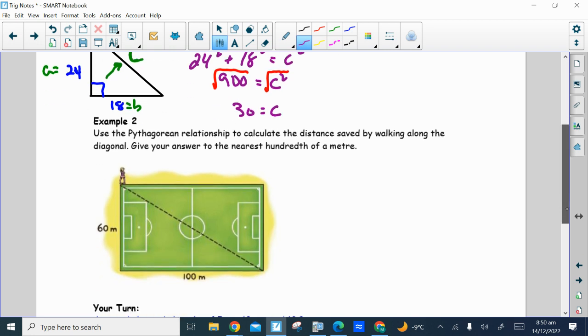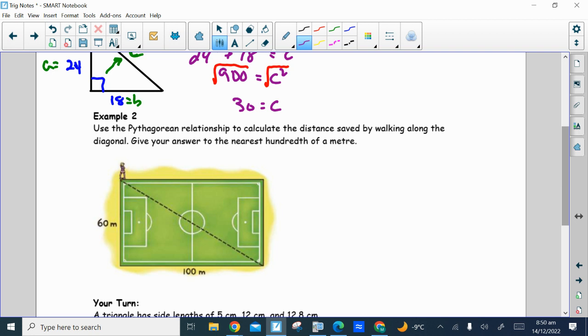All right, example 2 says use the Pythagorean relationship to calculate the distance saved by walking along the diagonal. So it looks like a soccer field. And you can walk along the edges and go 60 meters down and then 100 meters to the right. That's a total of 160 meters. But it's quicker to walk across the diagonal.